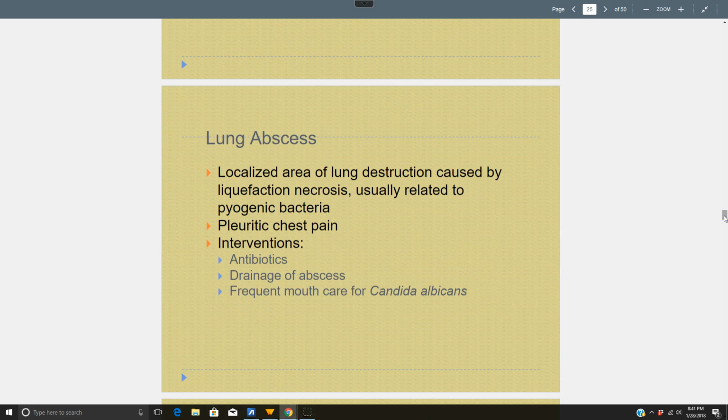These are some other types of problems that you may see occur with your patient because obviously they involve the lung. A lung abscess is a localized area of lung destruction caused by liquefaction necrosis, usually related to pyogenic bacteria, and pleuritic chest pain. Okay. Usually antibiotics, if those don't clear up the problem, then you might want to drain the actual abscess.